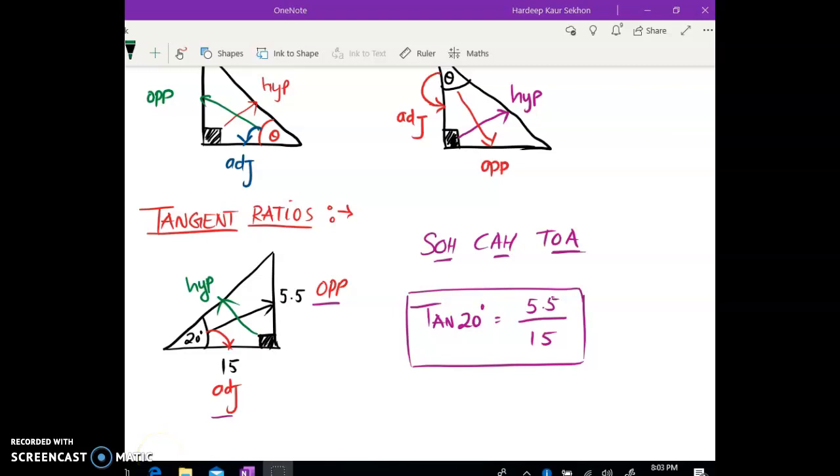In this question, I just showed you how to use it, but in the future, in the questions you're going to see, you might need to find one of the sides, or you might need to find what the angle is.